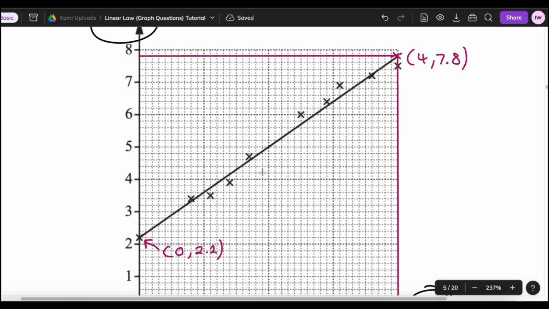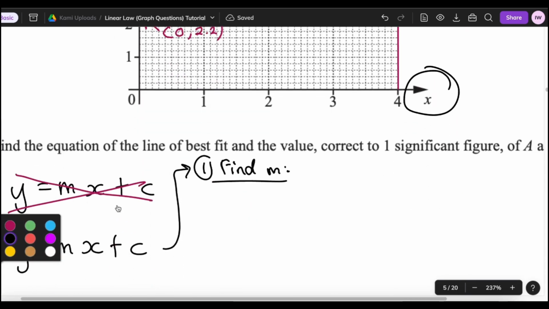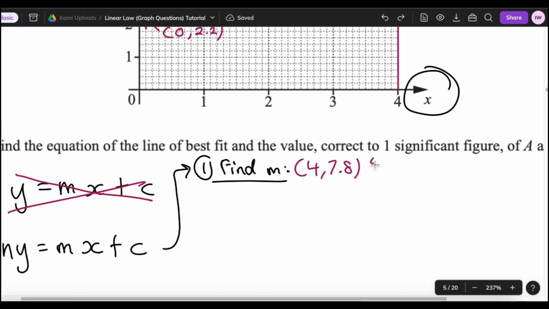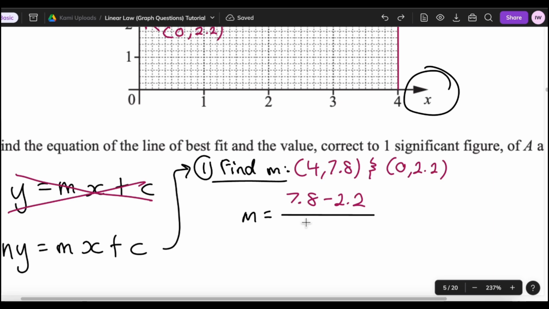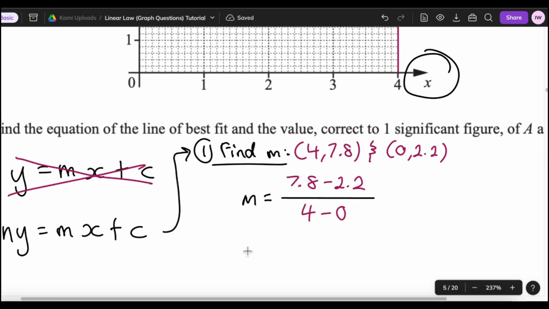So I'm going to use these 2 points to calculate the gradient. 4, 7.8, and 0, 2.2. Let's go ahead and use that. I'm just going to write down the points here so I don't forget. M is equal to 7.8 minus 2.2. Your two ln y values, subtract them together, and divide them with your two x values subtracted together, 4 minus 0. I'm just going to calculate this. And that gives me a 1.4.